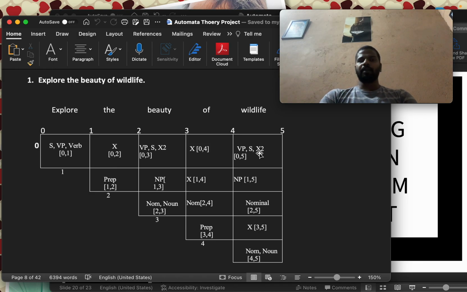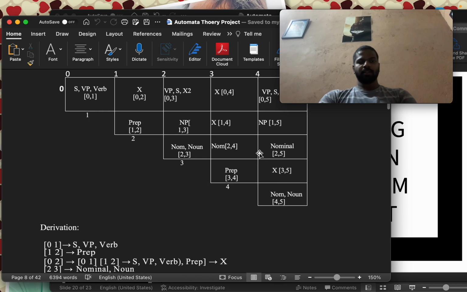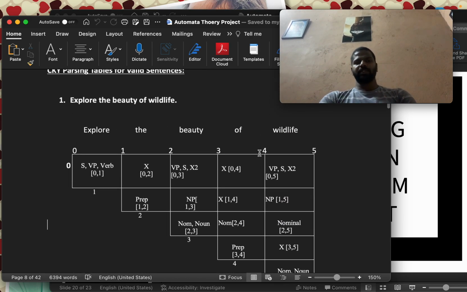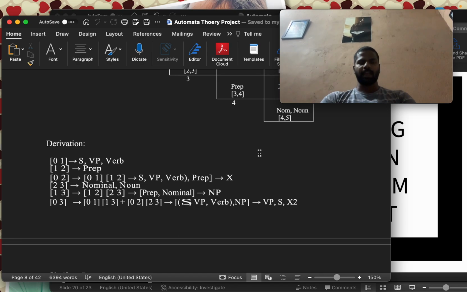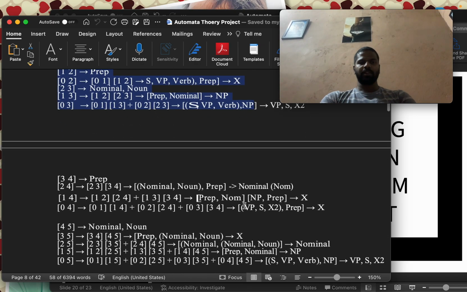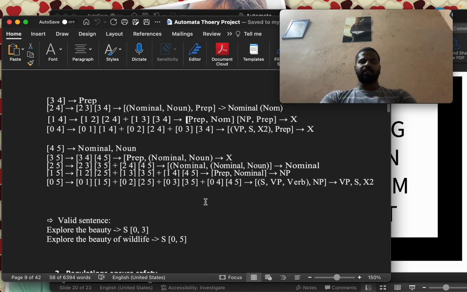These rules of the grammar that I have taken from these sentences, and I have implemented a CFG grammar, and I have converted the CFG to CNF grammar. For each and every sentence, I have a derivation table, and I have written how I derived the table from step 1 to the final step.